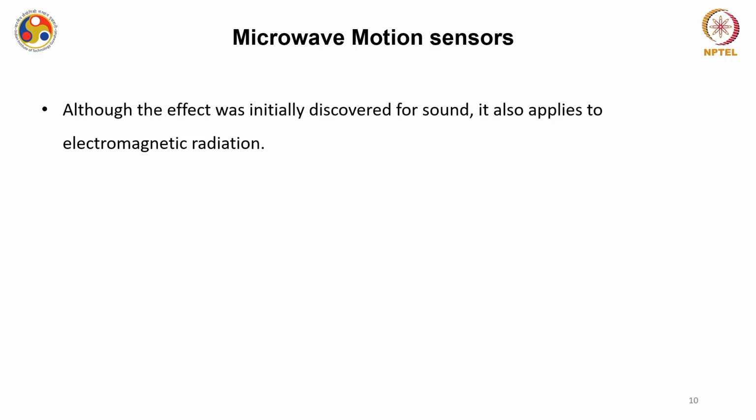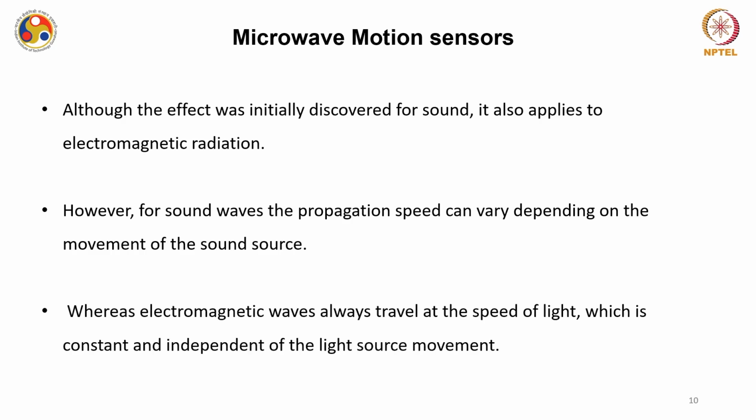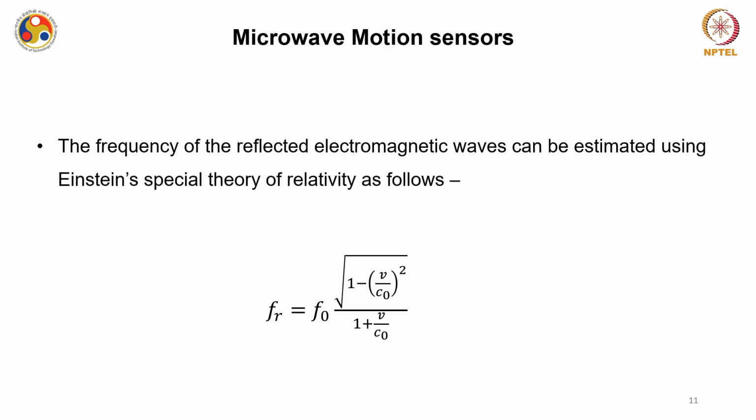Although the effect was initially discovered for sound, this Doppler effect can also be applied to electromagnetic radiation. However, for the sound wave, the propagation speed can vary depending on the movement of the sound source, whereas for electromagnetic waves, which always travel at the speed of light, this is constant and independent of the source movement.